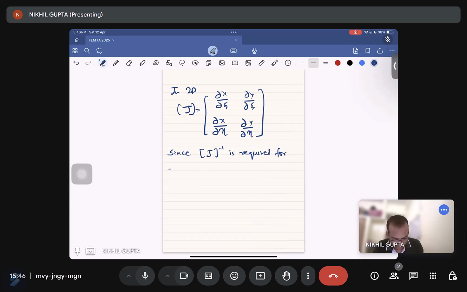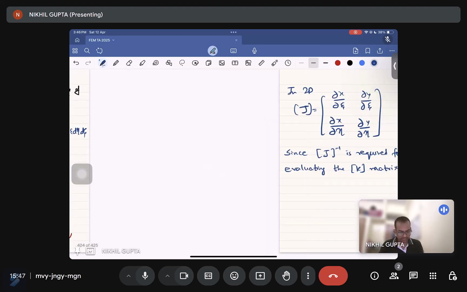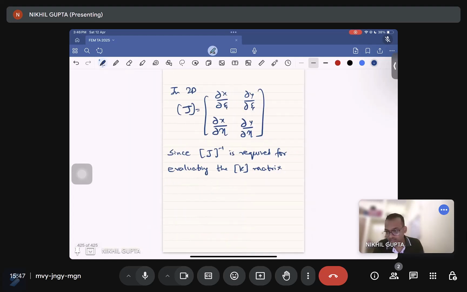for evaluating the K matrix, which we have observed here, we require J inverse. Determinant of J should be non-negative at every point in the master element.